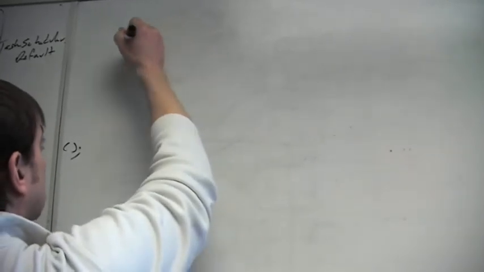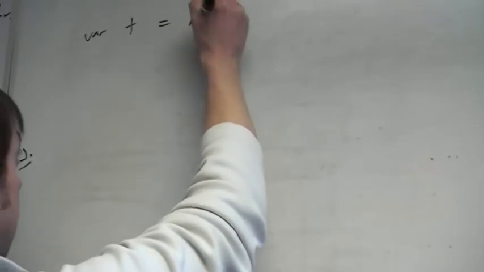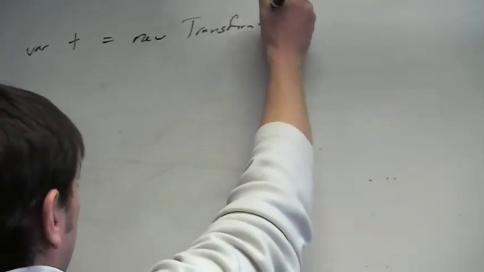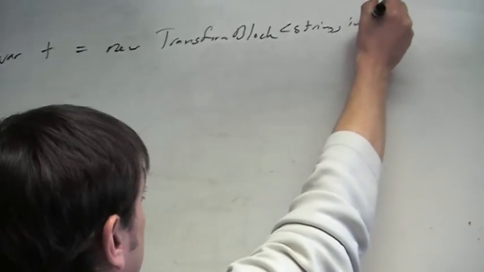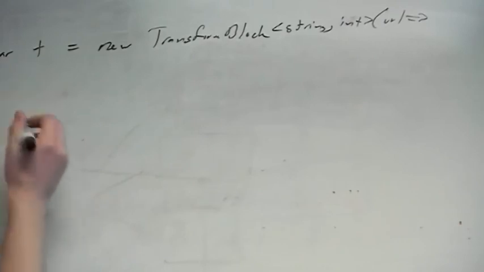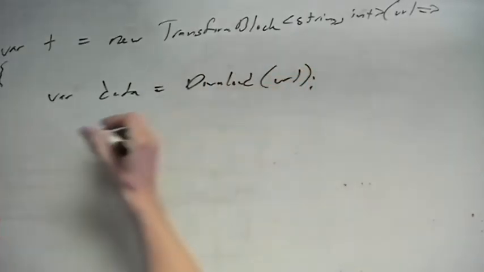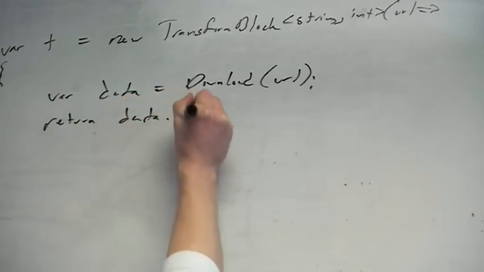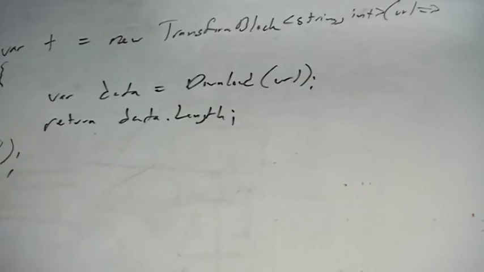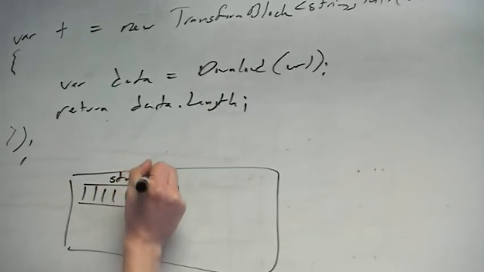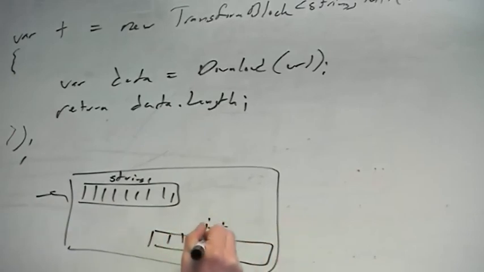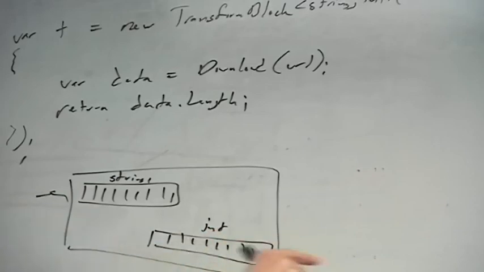We have a block called TransformBlock. Let's say new Transform. Maybe he's taking in a string representing a URL and sending out a file size, so let's say an int. Every time he's passed a URL, he's going to go off and download the URL, and then he'll return data.length or something. So this TransformBlock has two buffers: an input buffer of strings representing the URLs, and an output buffer of integers representing the lengths. You can hook him up with strings and ints, and everything flows.